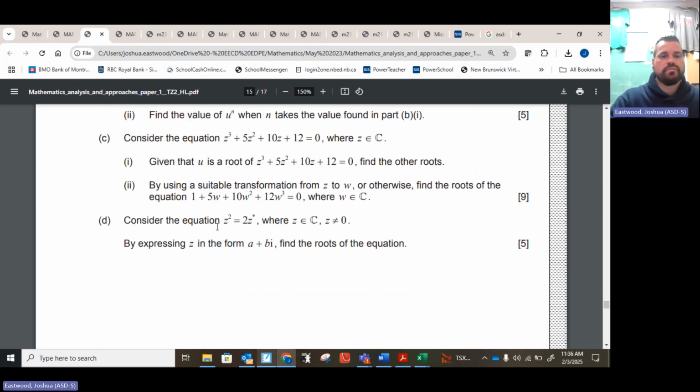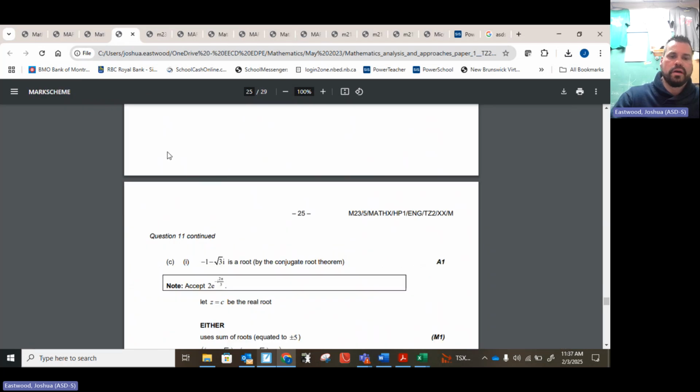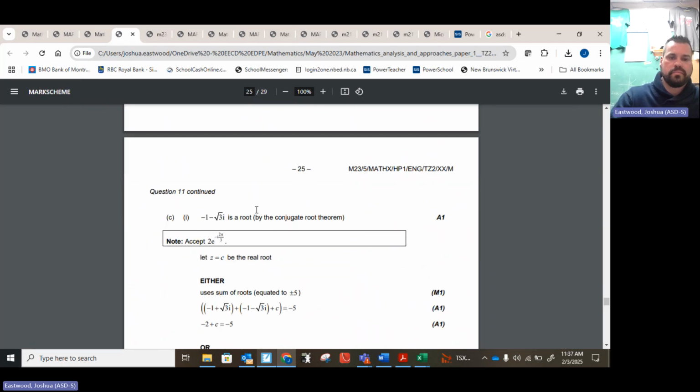Part C says here's a function, z cubed plus 5z squared plus 10z plus 12 equals 0. And it says given that u is a root, find the other root. So it's very similar to the previous question. So I'm not going to do this one in as much detail, but I know that one of the roots is this because it says it is, which means the conjugate has to also be a root of that. So that's where we're getting this statement, okay?